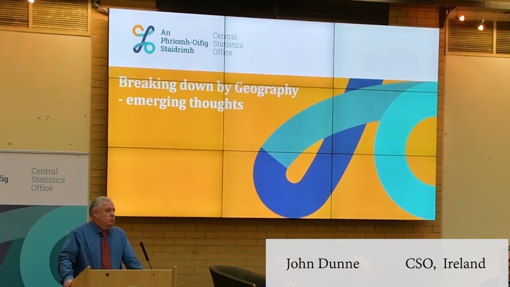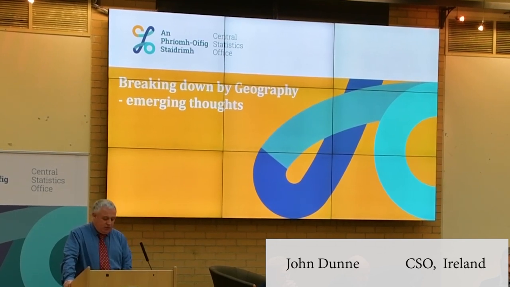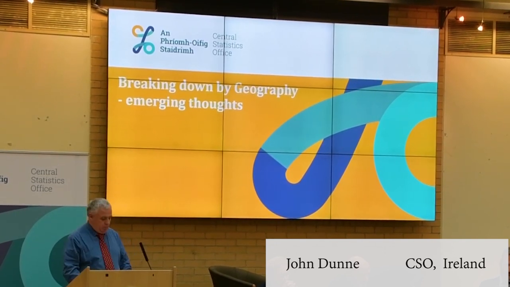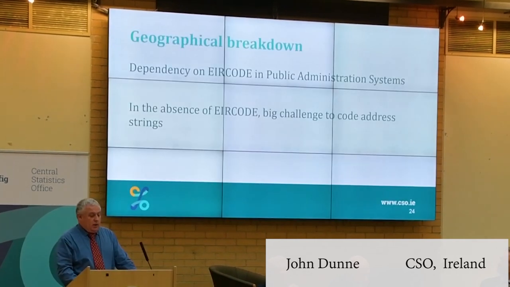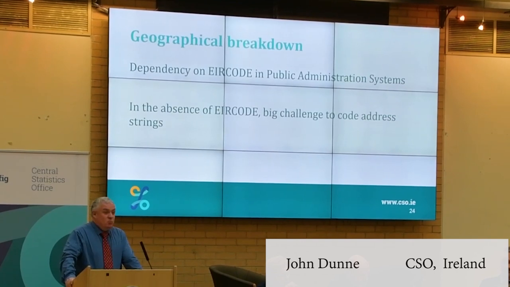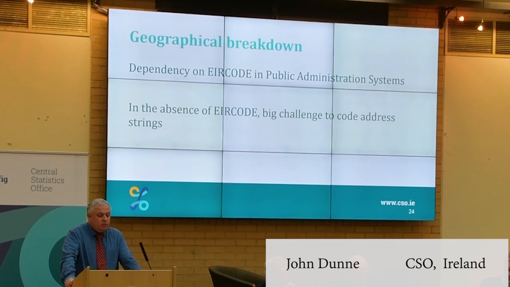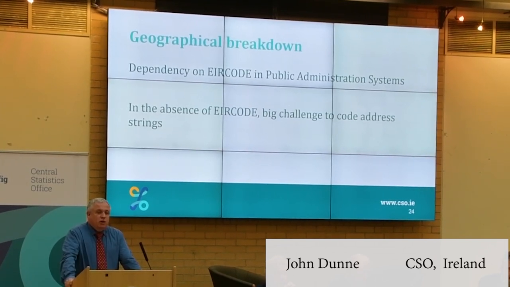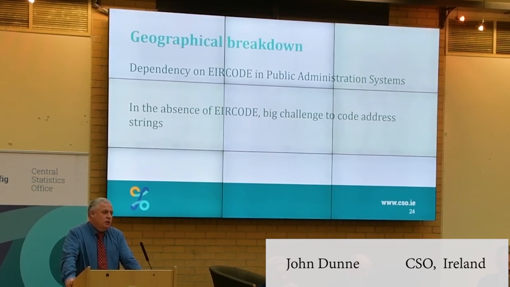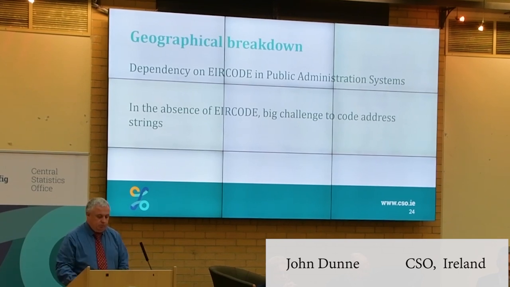So we have a system that can form the basis of population estimates at a state level. We now need a mechanism to break these estimates down into suitable geography. In a nutshell, use Eircode. We need to get Eircode into the public administration systems. In the absence of Eircode, we're faced with a huge challenge to try and code address strings geospatially, particularly given the nature of address strings here in Ireland.